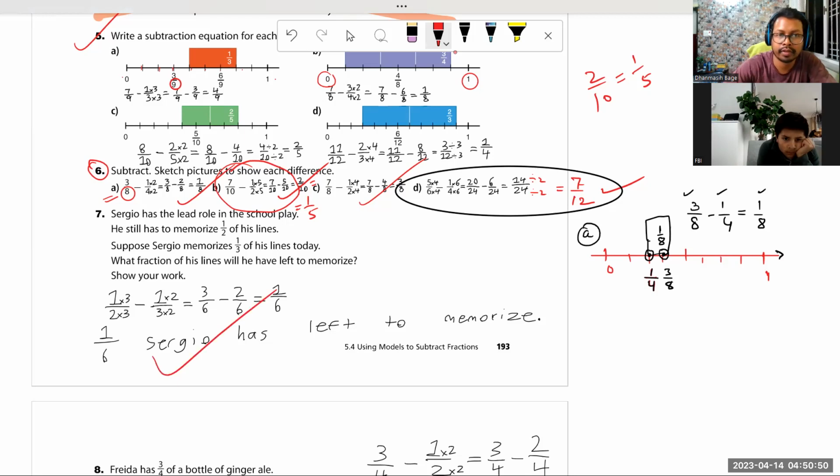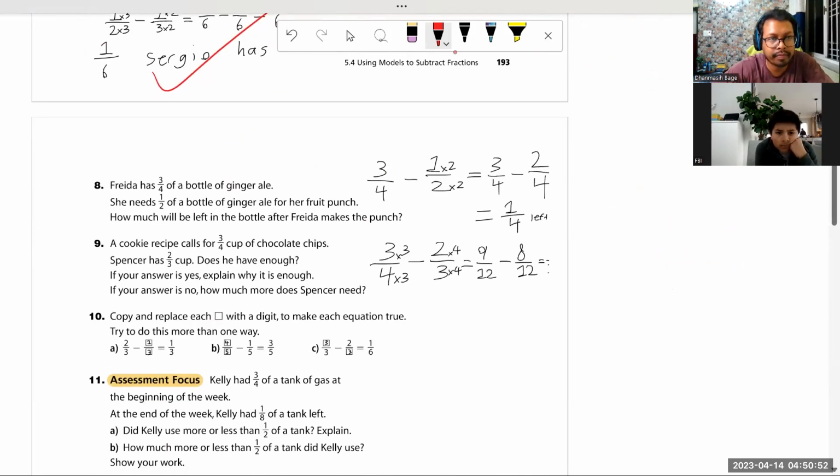That is correct. So we'll skip it. Frida has 3/4 of a bottle of ginger ale. She needs one half of a bottle of ginger ale for her fruit punch. Okay. How much will be left in the bottle after Frida makes the punch? Correct.